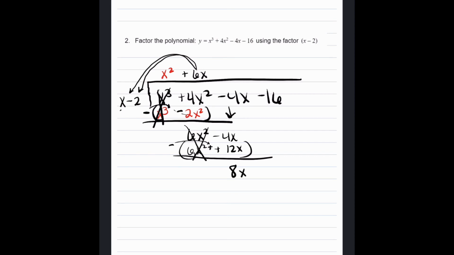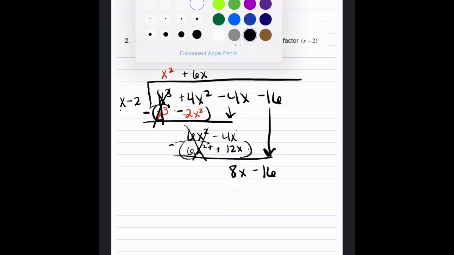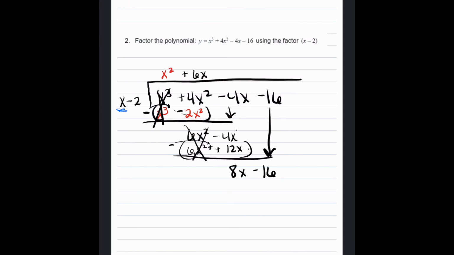So negative 4 plus 12, or you owe someone $4, then you give them 12. You gave them 8 extra bucks. Then I'm going to go ahead and bring down that last term, which is negative 16. And you look at your first terms again. What does that x need to become an 8x? It needs a positive 8.